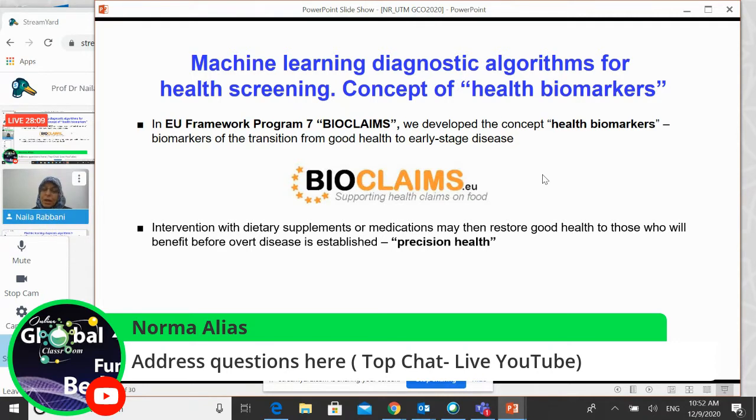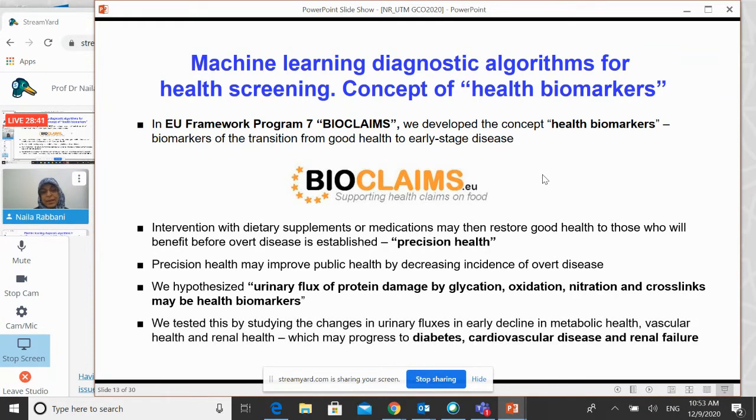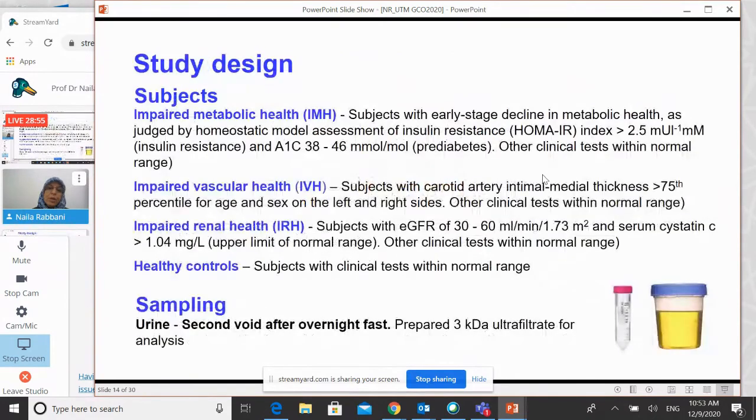So really treating people as required, not just stabbing in the dark. Precision health may improve public health by decreasing the incidence of overt disease. We hypothesized in our BioClaims study that the urinary flux of protein damage by glycation, oxidation, nitration, and crosslinks may be health biomarkers. We tested this by studying the changes in urinary fluxes in early decline in metabolic health, vascular health, and renal health, which may progress to diabetes, cardiovascular disease, and renal failure. Our study design was that we recruited impaired metabolic health subjects.